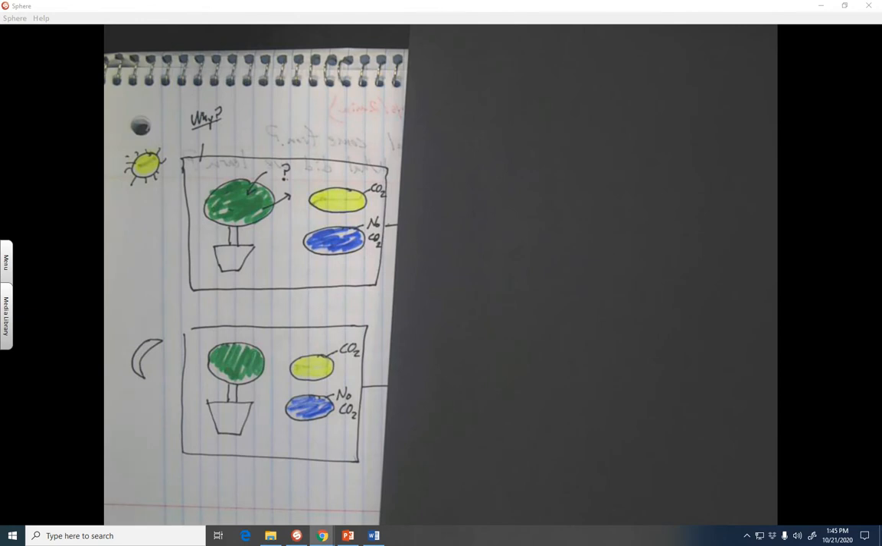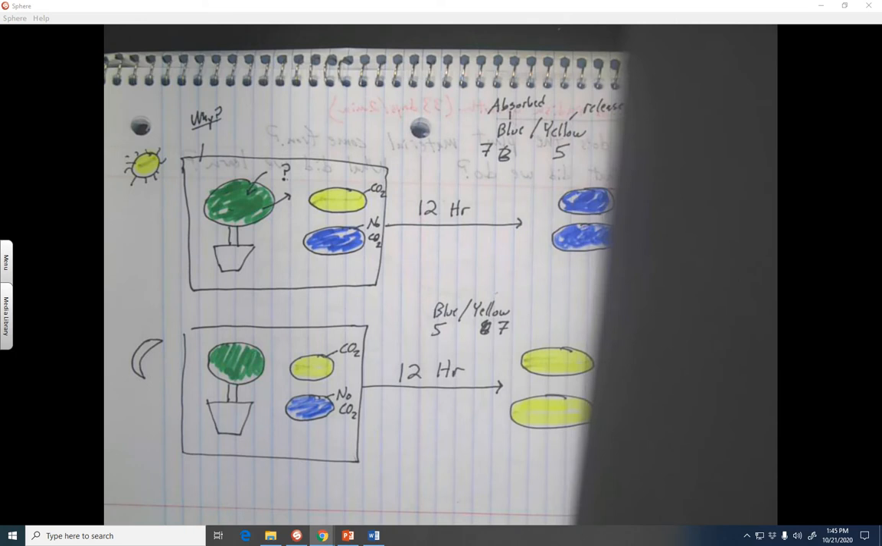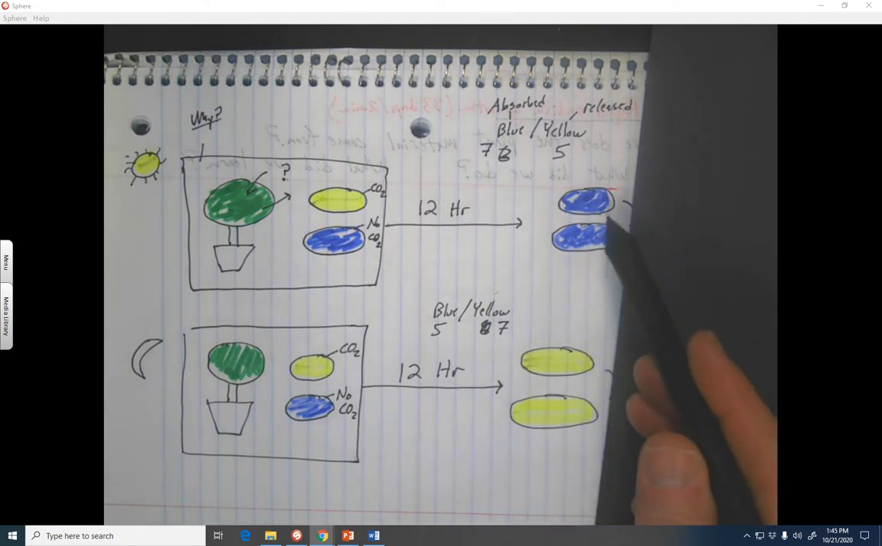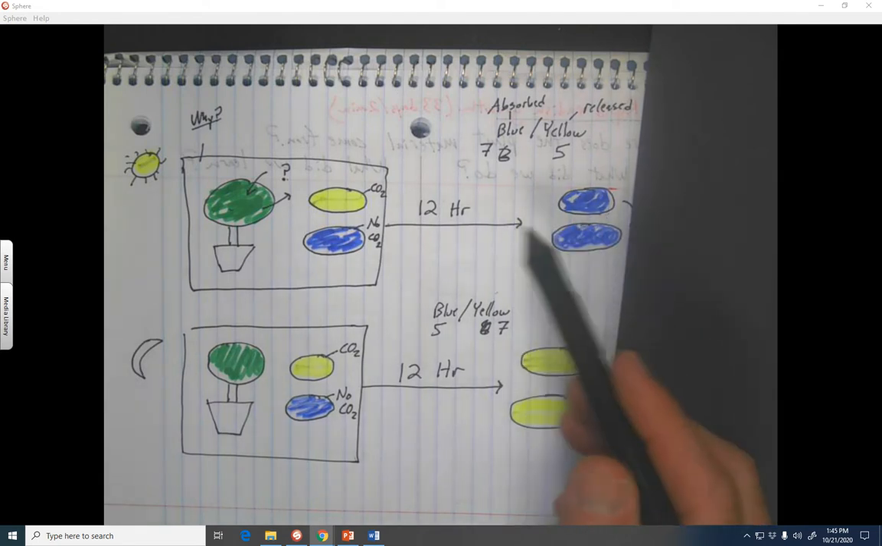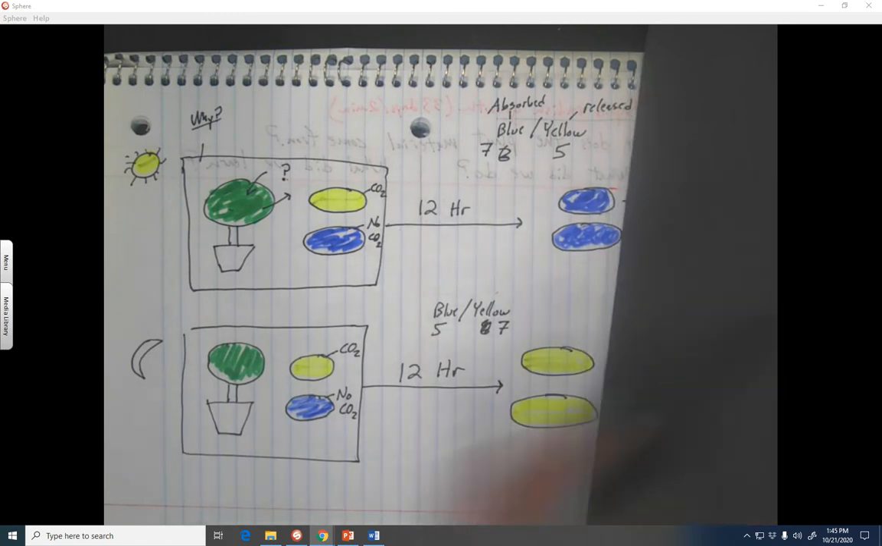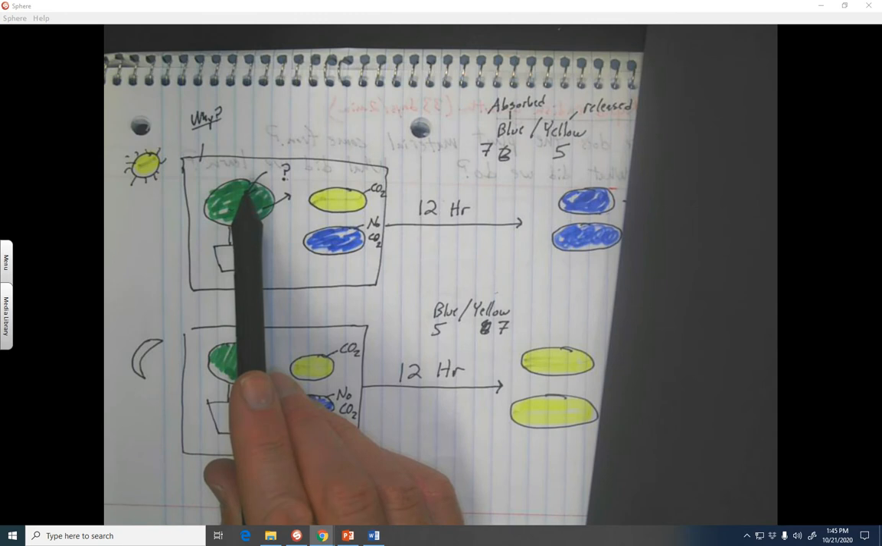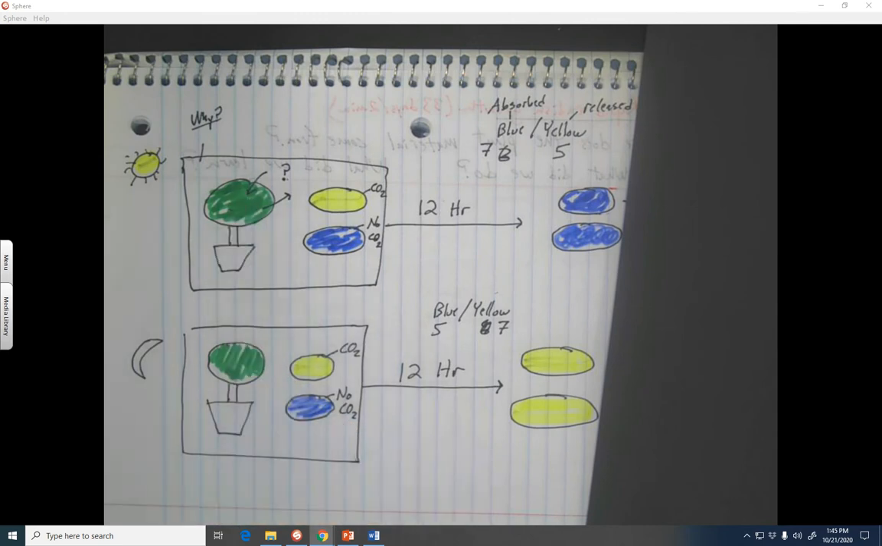So then in the video that we watched in class, which you can obtain also on our classroom site, we were able to see what happens in the experiment. So 12 hours later, we noticed that in the experiment with light, both petri dishes turned blue, which means that CO2 must have been removed from this petri dish and must be absorbed by the plant.